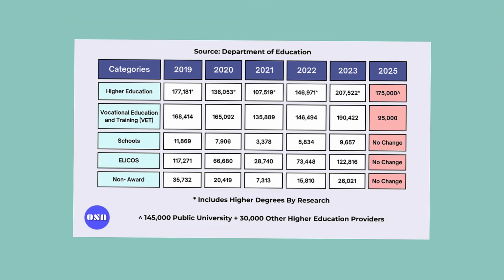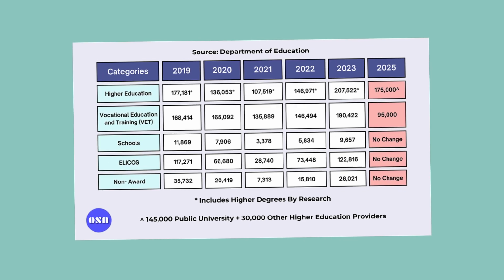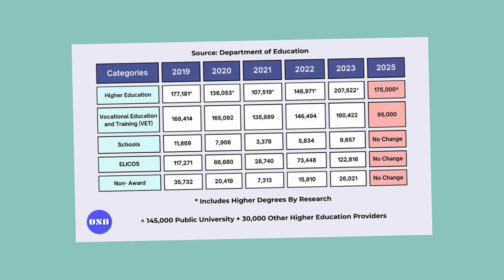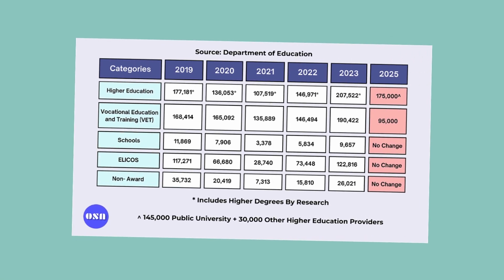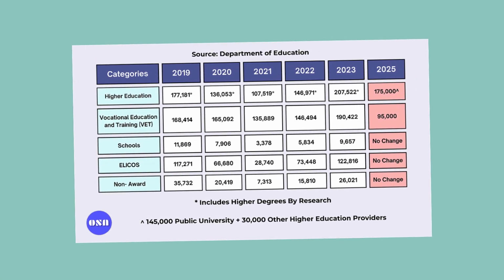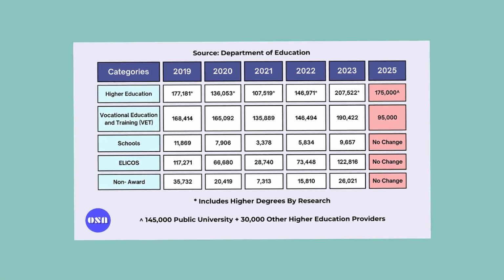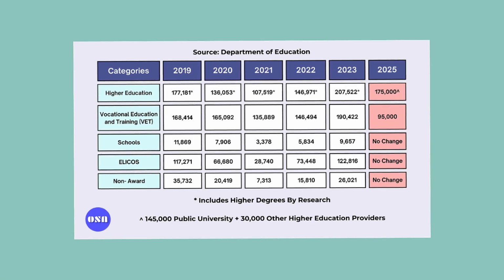We got this data from the Department of Education in Australia. So if you look at this data here, especially from the last 5 years, from 2019 to 2023, we are going to look at higher education and vocational education first. In 2019, higher education providers had 177,181 new commencements, which seems close to the total of 175,000 spots in this new cap.